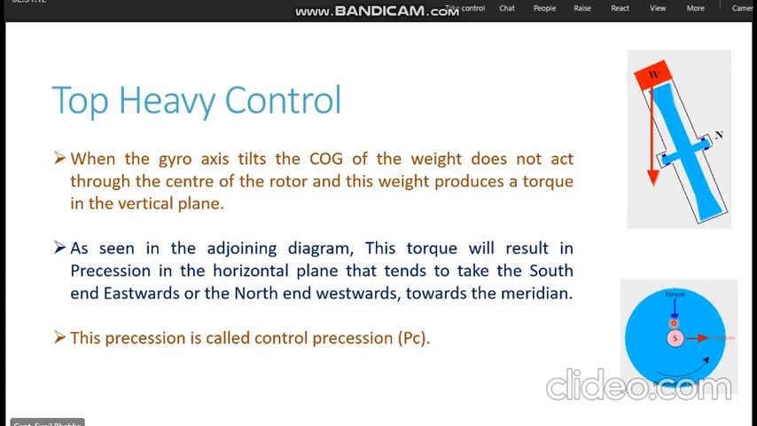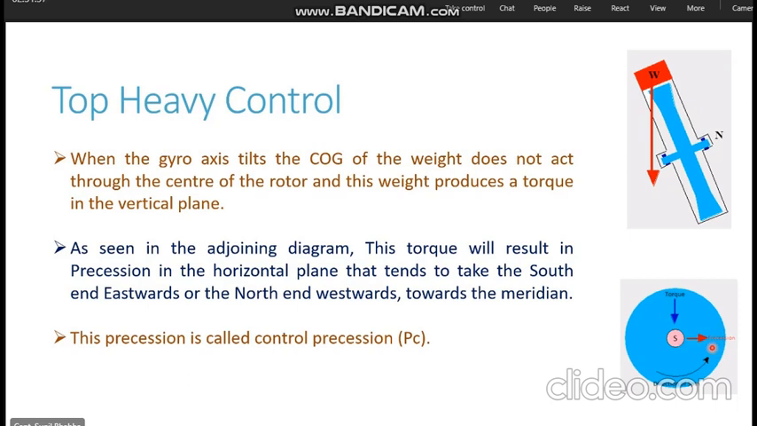Now we know top heavy control is used in gyro compasses which are spinning anti-clockwise as viewed from the south end. So you can see the direction of spin as anti-clockwise. This torque which is trying to push the spin axis downwards turns by 90 degrees in the anti-clockwise direction, and now it tries to precess the spin axis in the easterly direction. So the torque results in a precession in the horizontal plane that tends to take the south end in the eastward direction.